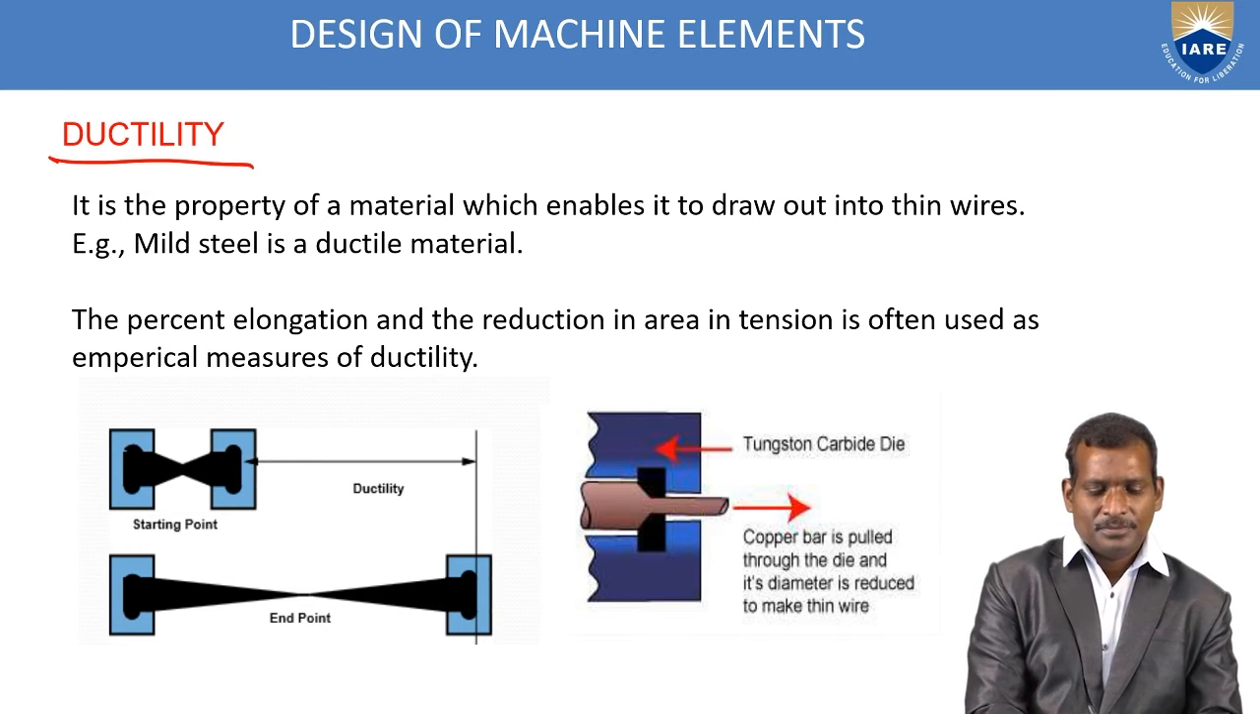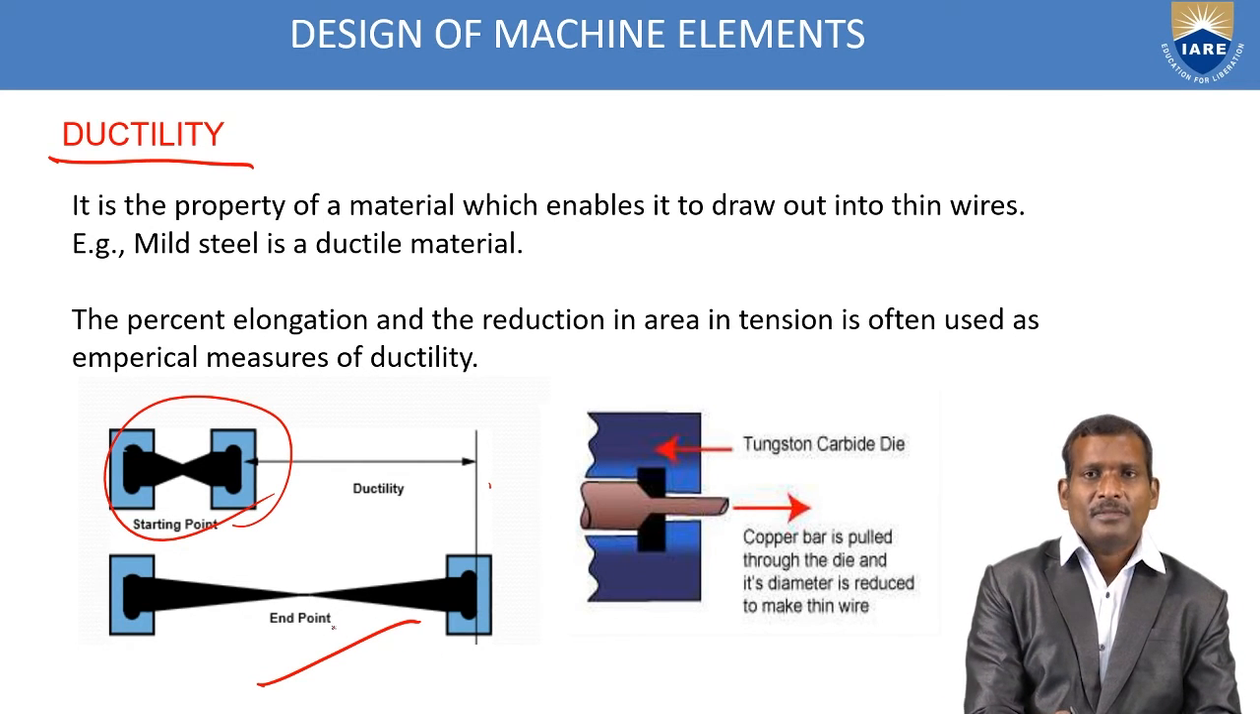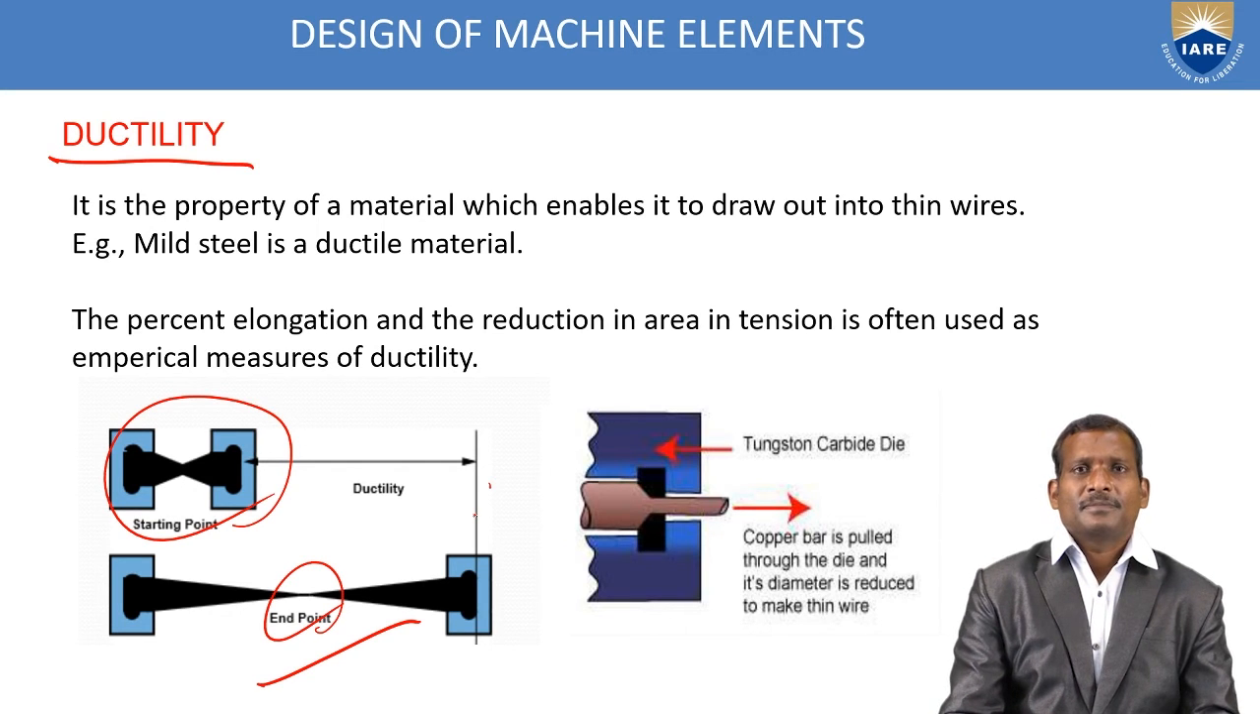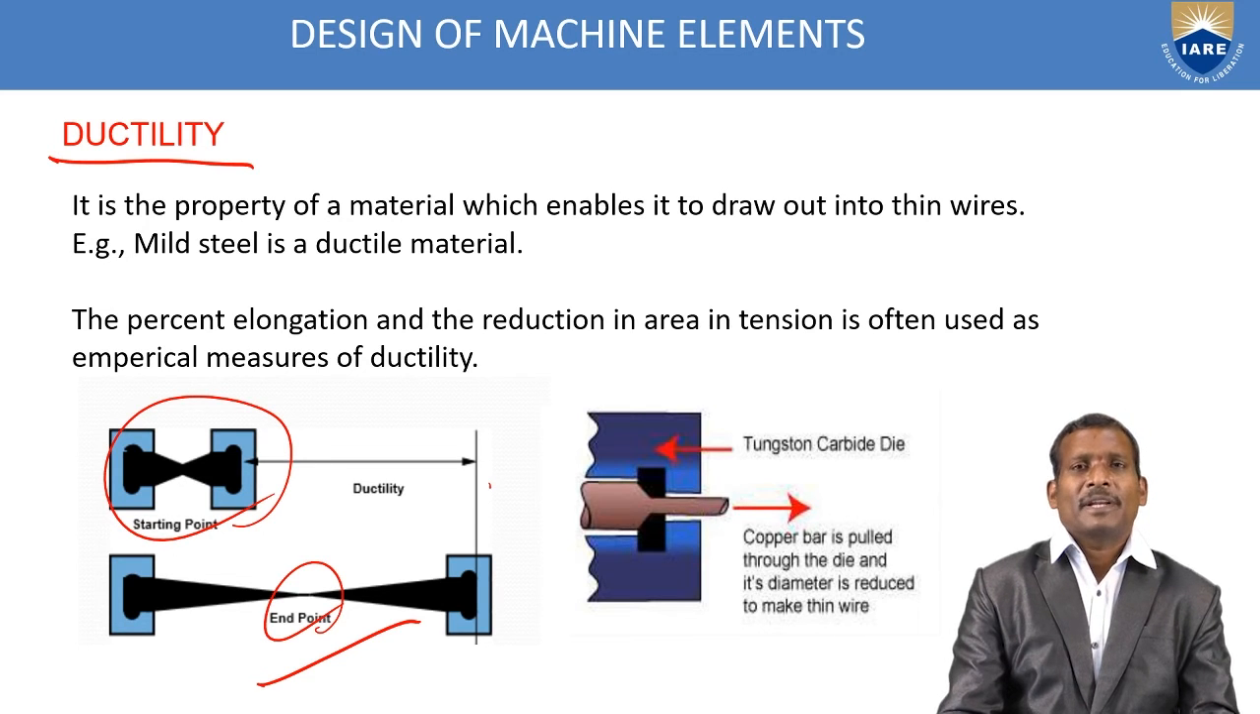See in this diagram, this component at the starting position is subjected to the ductility property. After some time, what will happen? It is drawn into thin wire. This is the end point. After this point, the component will fail. Up to a certain stage only, it will elongate. Due to the ductility property, examples are mild steel, aluminum and gold, which are ductile materials.